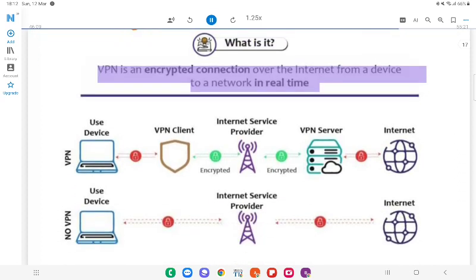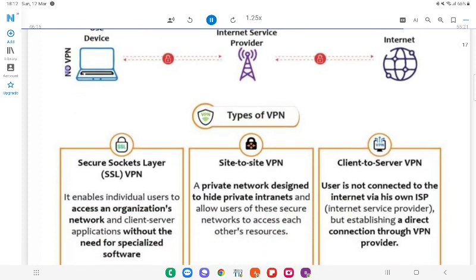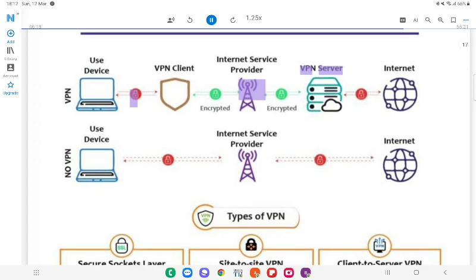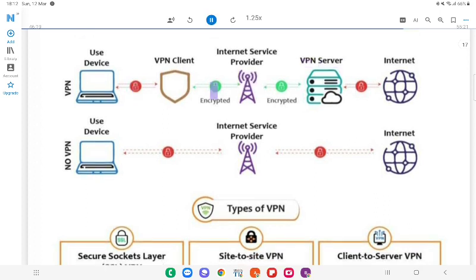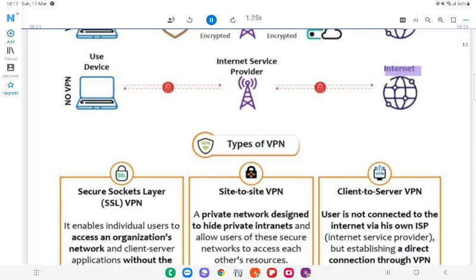Virtual private network. What is it? A VPN is an encrypted connection over the internet from a device to a network in real time. The user device connects through the VPN client, the internet service provider, and the VPN server, over an encrypted internet connection.